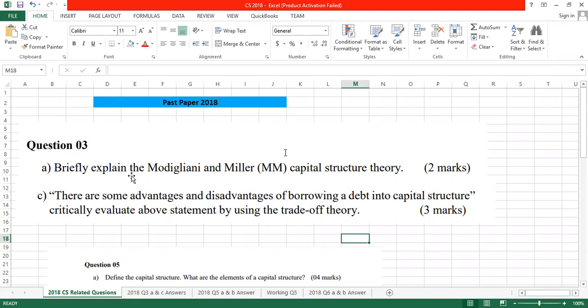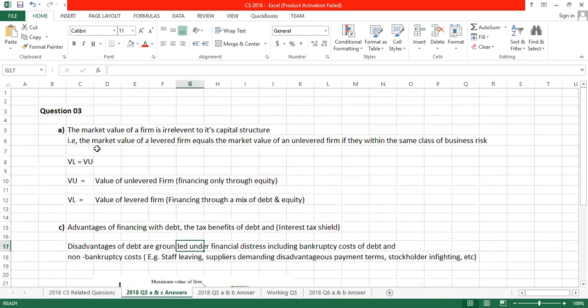Briefly explain the Modigliani and Miller capital structure theory. See the answer. The market value of a firm is irrelevant to its capital structure. In other words, the market value of a levered firm equals the market value of an unlevered firm if they are within the same class of business risk. Value of an unlevered firm means financing only through equity. Value of a levered firm means financing through a mix of debt and equity.